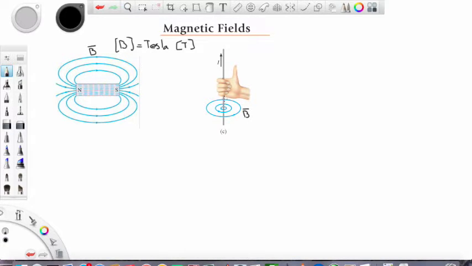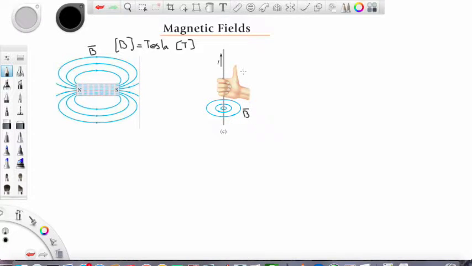But let's come back to the example of magnetic fields around a conductor. With the bar magnet, it's a simple rule. The magnetic field lines go from north to south, but for a conductor like this, there are no north or south poles. So which way are the magnetic fields in this case then?